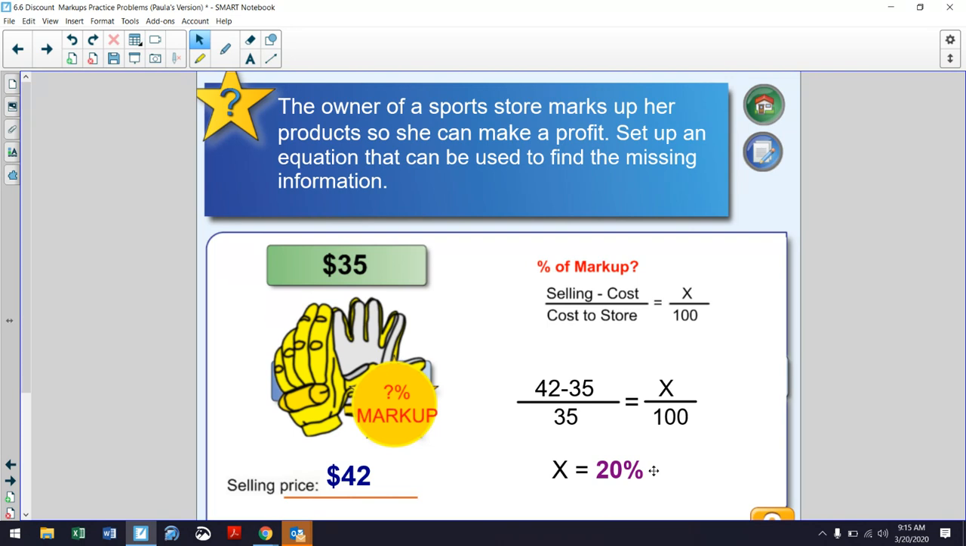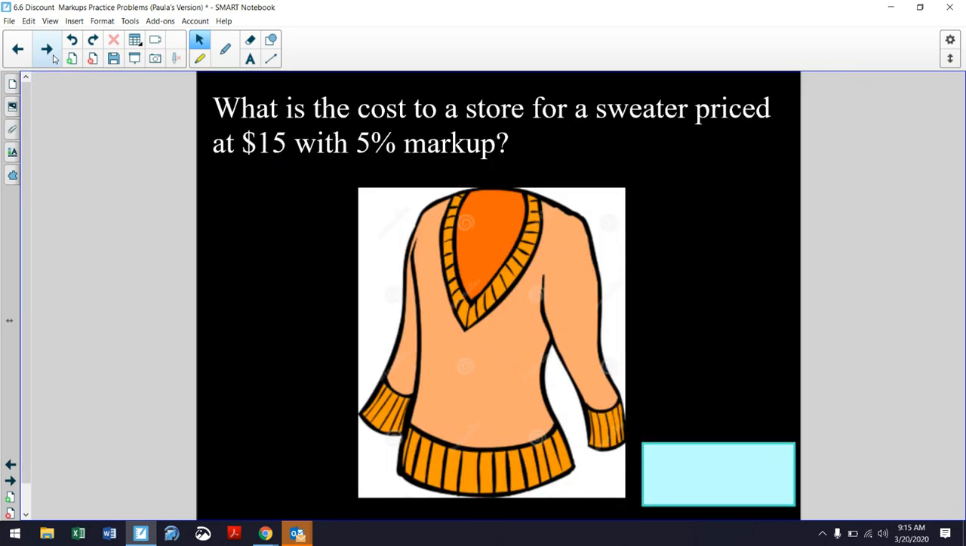All right, now we're going to do some problems on our own. Just have your paper and your calculator ready. If you need to pause the video now, that would be great. Get that stuff ready. Here's the first one. What is the cost to the store for a sweater that's priced at $15 with a 5% markup? So we want to find the cost to store. Go ahead and pause the video and then restart after you've worked the problem out.